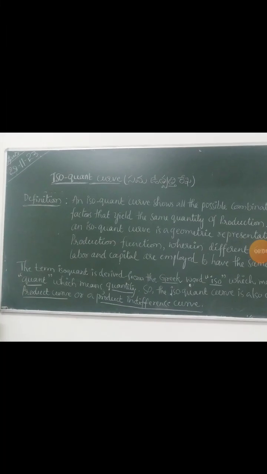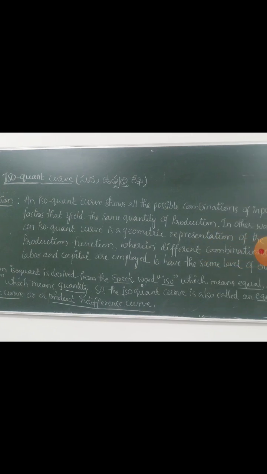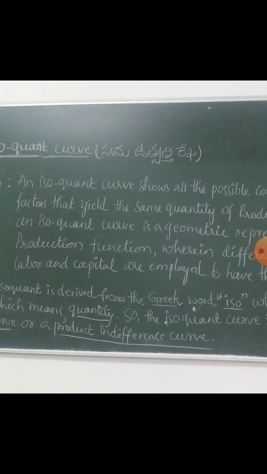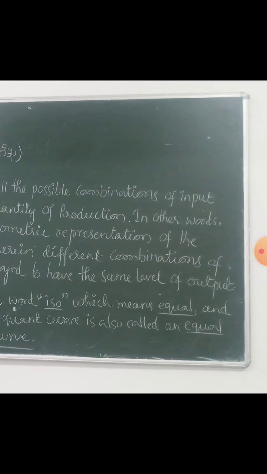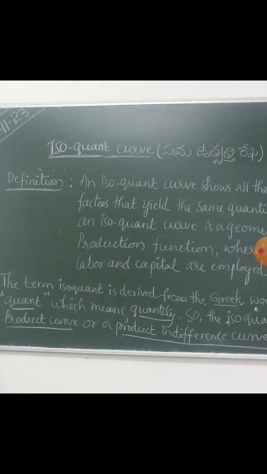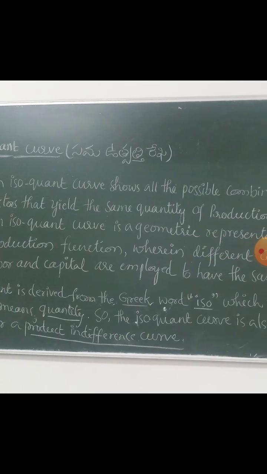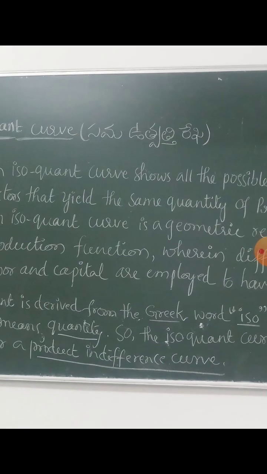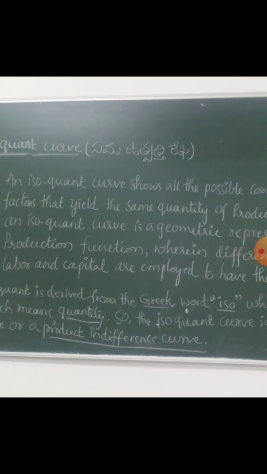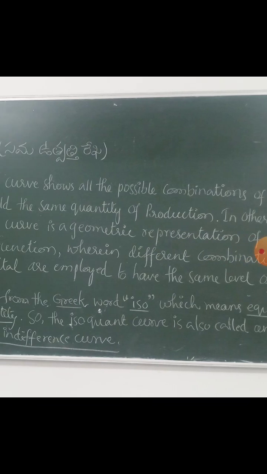Hello learners, now we have to discuss the iso-quant curve. So, the definition of the iso-quant curve: an iso-quant curve shows all the possible combinations of the input factors that yield the same quantity of production. So this is the iso-quant curve.